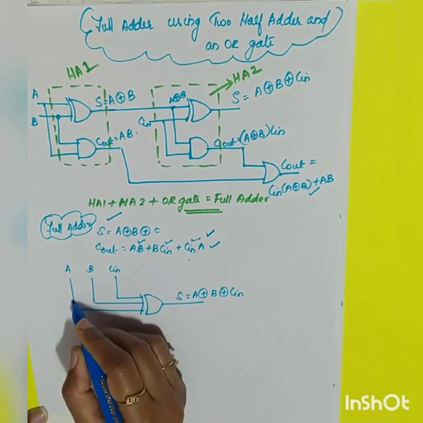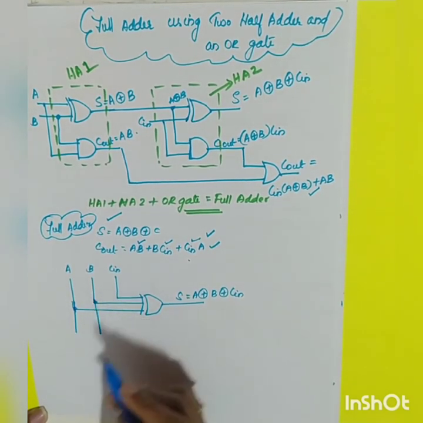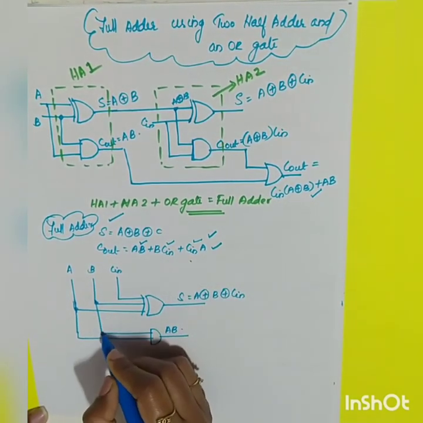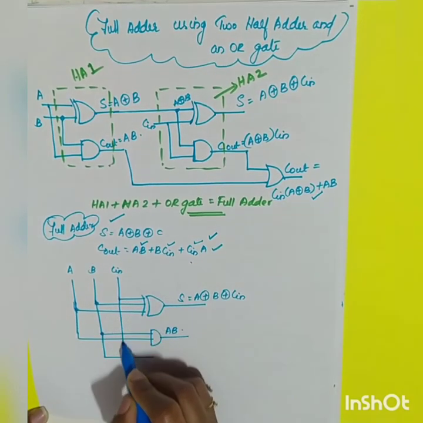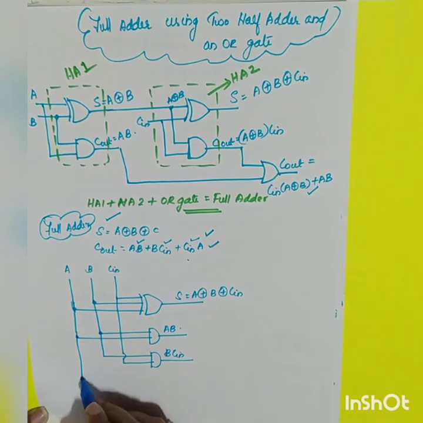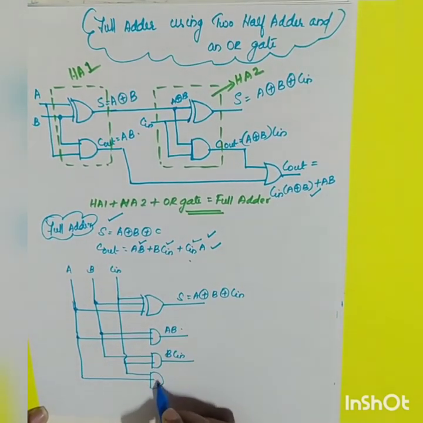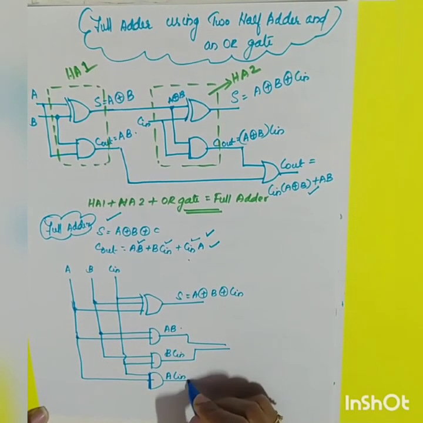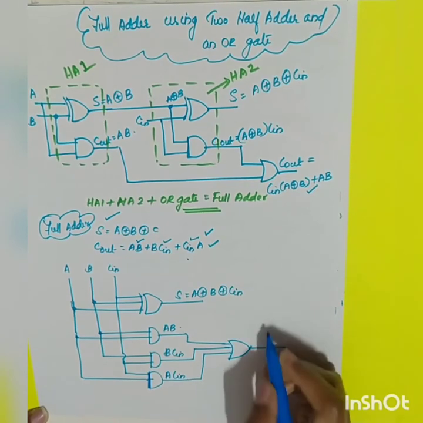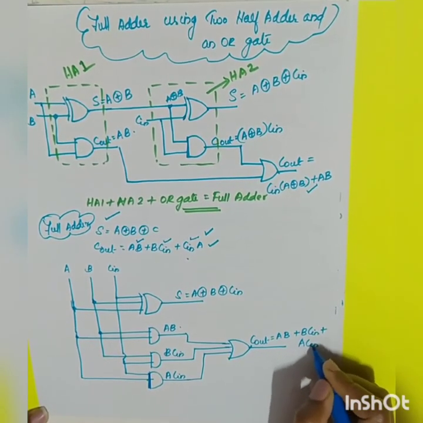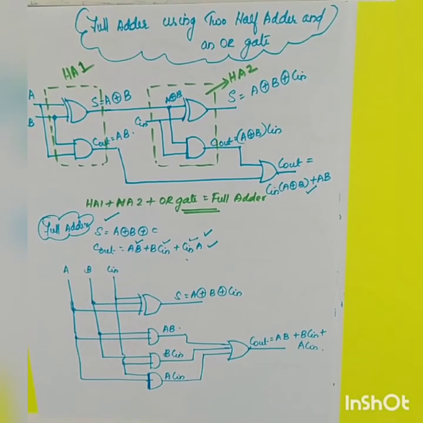So what is your first AND gate? AB. So I have to take A, B, given to one AND gate. So your value here is AB. Similarly, next one is B into Cin, so next is B and Cin. Here it will be B into Cin. Next one is Cin into A. A and Cin. So if I connect these three to an OR gate, because Cout is equal to AB plus B into Cin plus A into Cin, this is another form of your full adder. Now the question can be, how did you get this Cout expression?